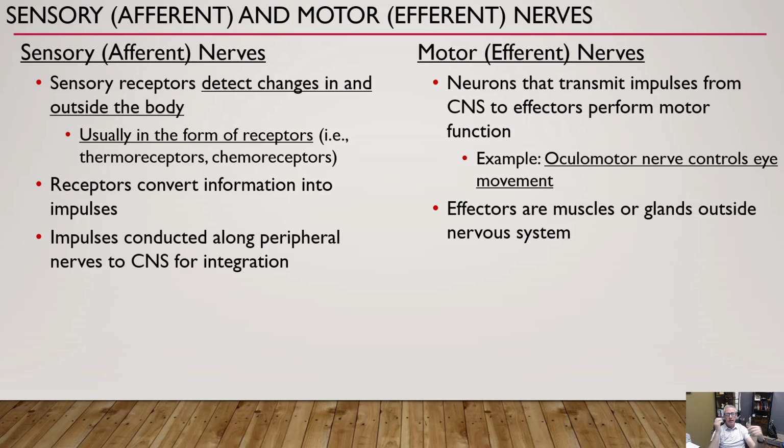Or it could be your blood sugar level is too high. So your chemoreceptors would detect that your blood sugar level is too high, and then the motor component or your efferent pathway would stimulate your pancreas to dump out some insulin to lower your blood sugar. And the way that I remember sensory, afferent, motor, efferent is just the acronym SAME: sensory, afferent, motor, efferent.